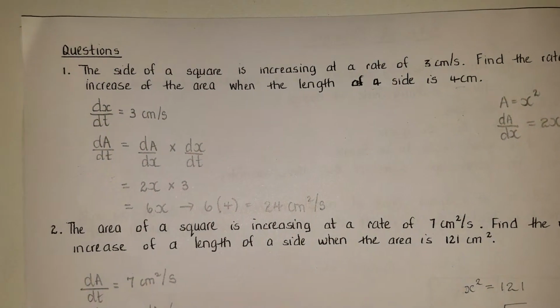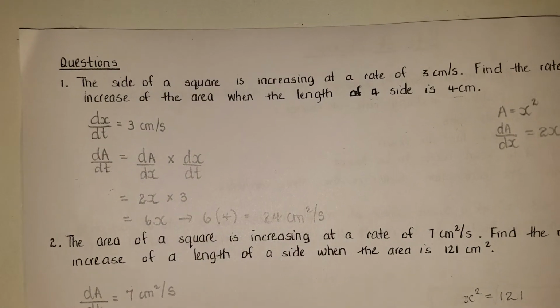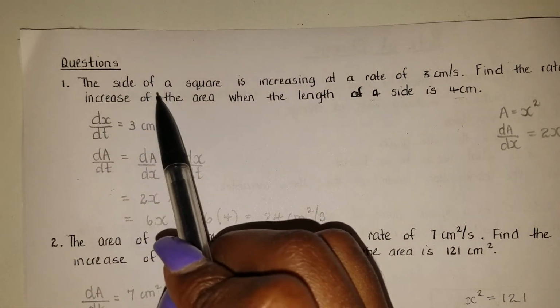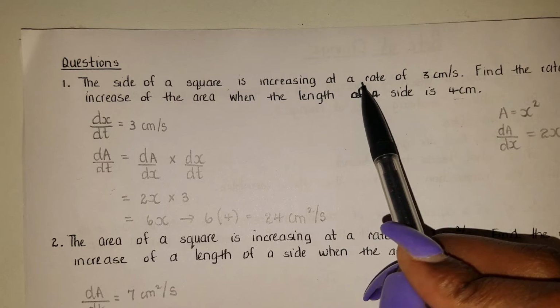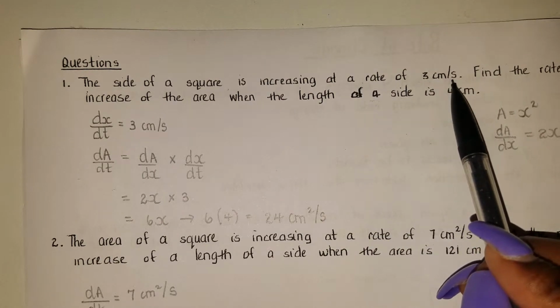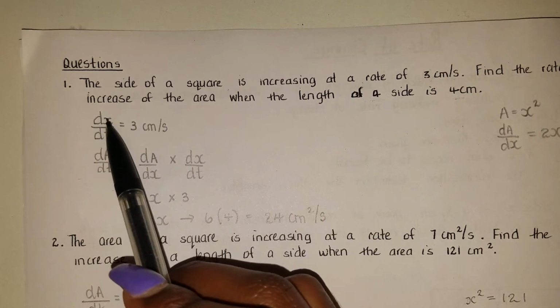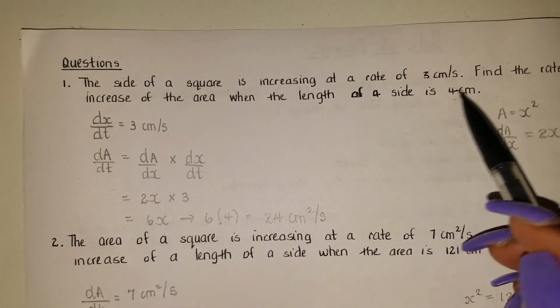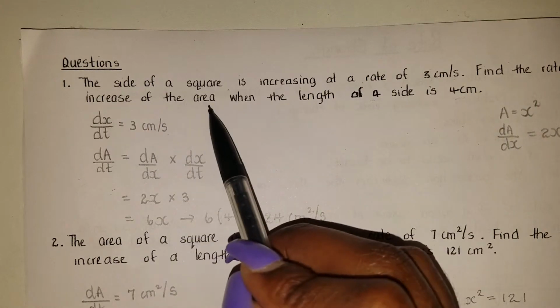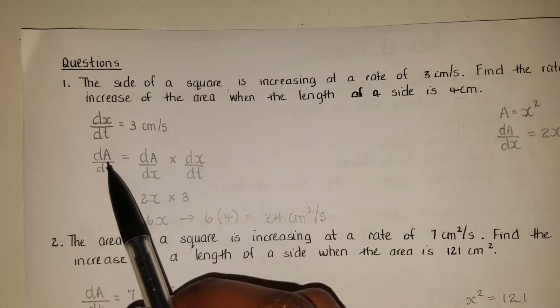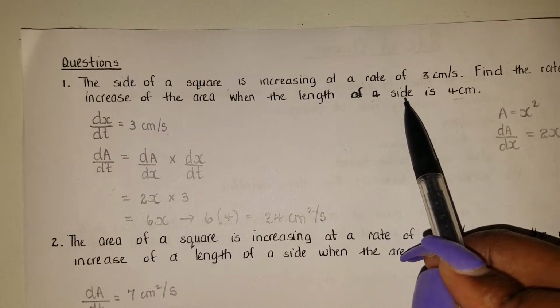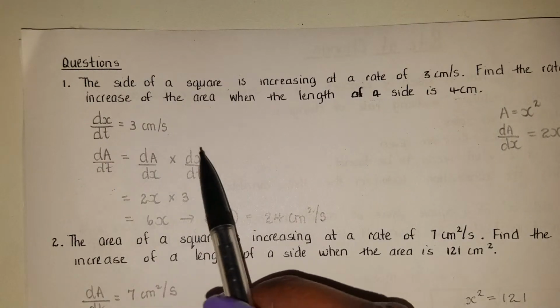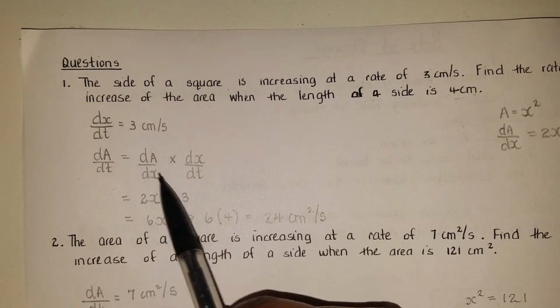Let's look at one more question. It says the side of a square is increasing at a rate of 3 centimeters per second. So that's our dx/dt, 3 centimeters per second. Find the rate of increase of the area. We're finding dA/dt when the side x is 4 centimeters. So this is similar to the previous example.